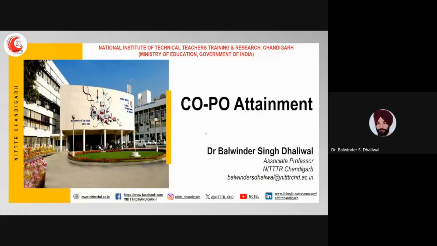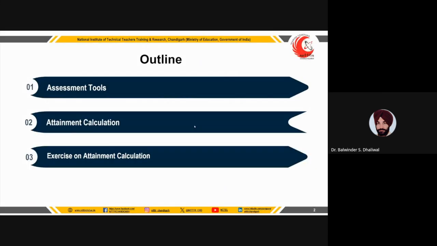This session is focused on calculation of CO-PO attainment. Patnaik sir has already shared many insights related to these COs and POs, I'm sure. So in this particular session, I will be introducing assessment tools, then some attainment calculation examples. Then there will be one exercise on attainment calculation that we'll be doing in the after lunch session.